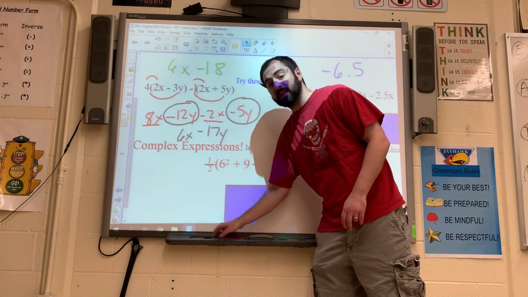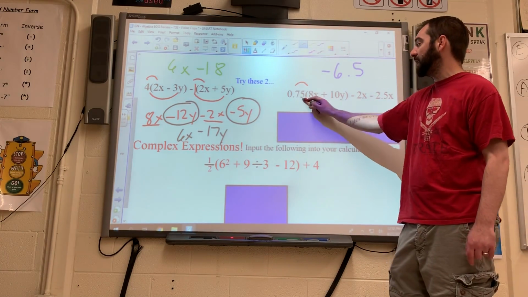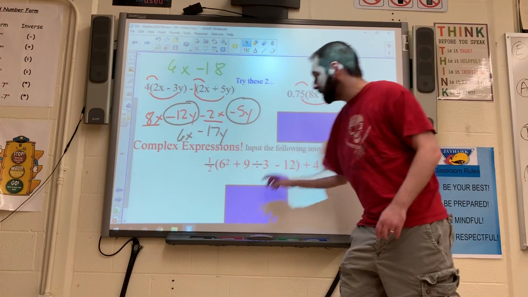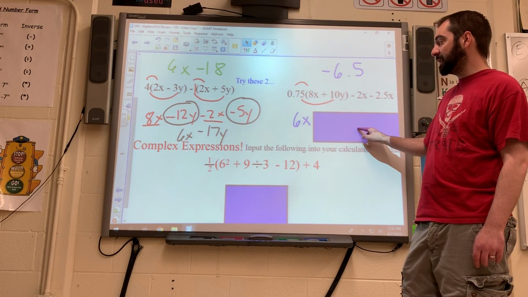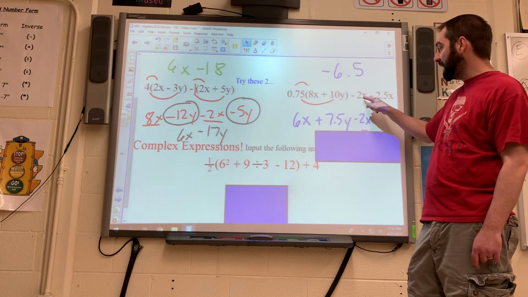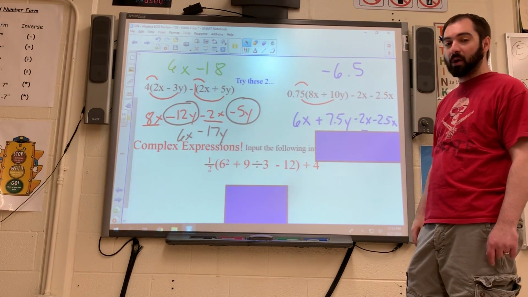And last example, again, the decimal, no big deal. You have a calculator to help you out. 0.75 times 8 is 6x. 0.75 times 10 is 7.5. These I'm just dropping down because they're not part of the parentheses.